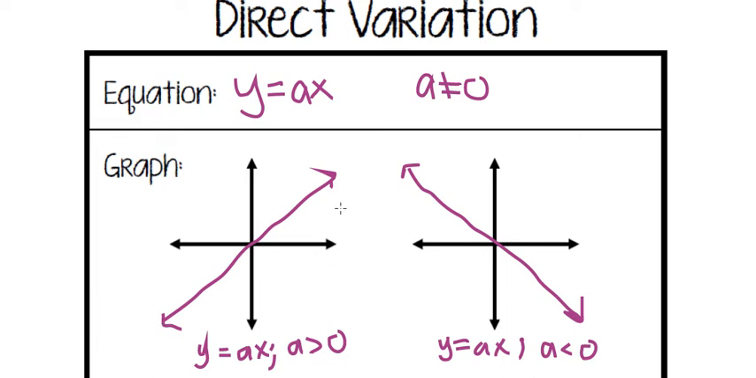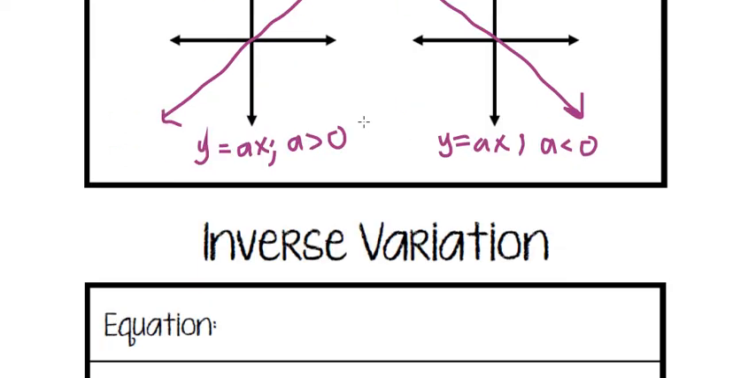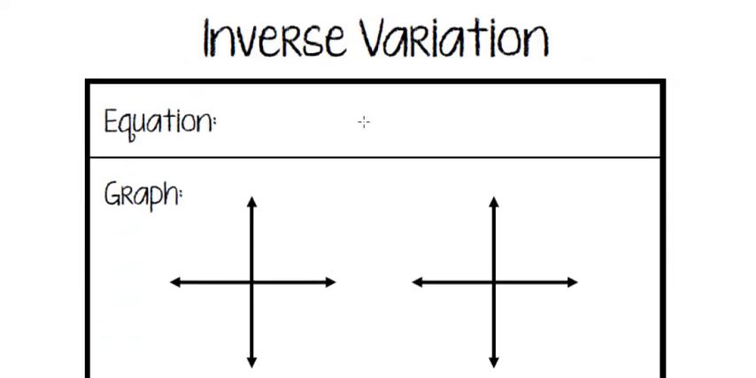So inverse variation looks very, very different. In inverse variation, as one of the quantities is getting bigger, the other quantity is going to be getting smaller. Whereas these change in direct accordance to each other: as one increases, the other increases. Inverse variation is going to be the opposite there.